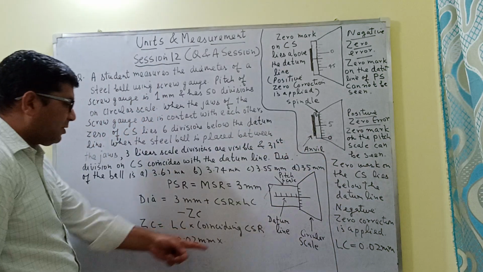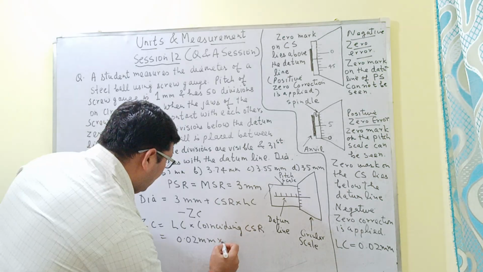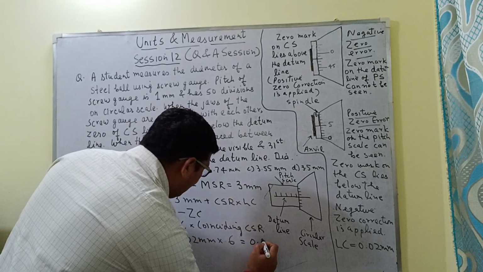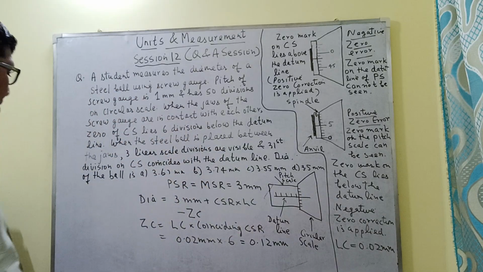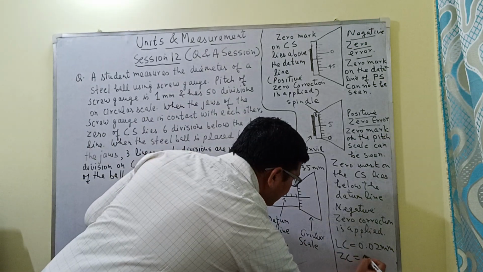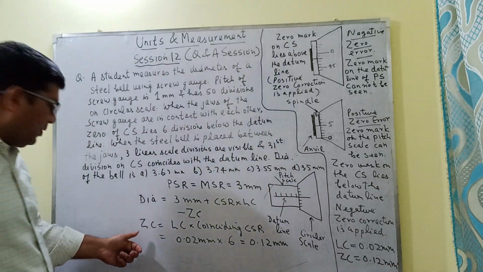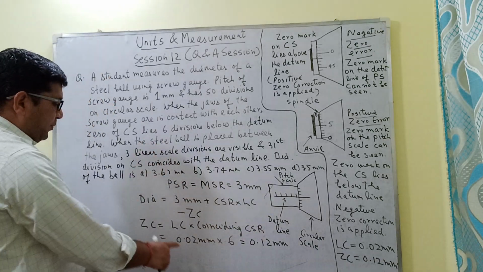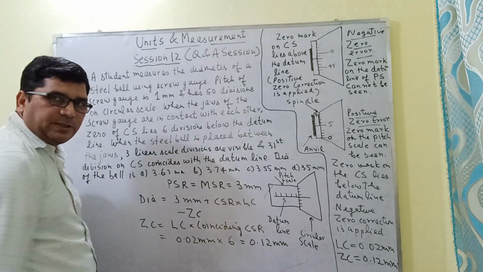So the coinciding circular scale reading will be 0.02 mm into 6, which is equal to 0.12 mm. Okay, so we have found the value of the zero correction. I will write it here: zero correction is equal to 0.12 mm. This is the formula for the zero correction: least count into the coinciding circular scale reading, where the least count is 0.02 mm and the coinciding circular scale reading is 6.